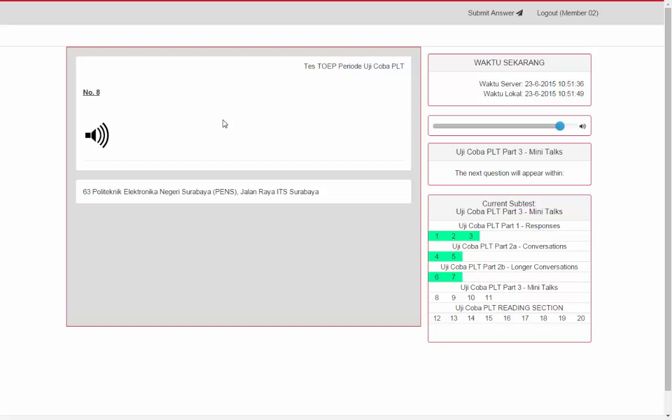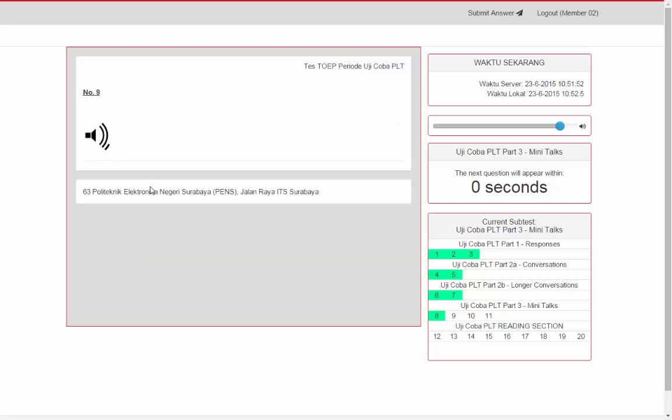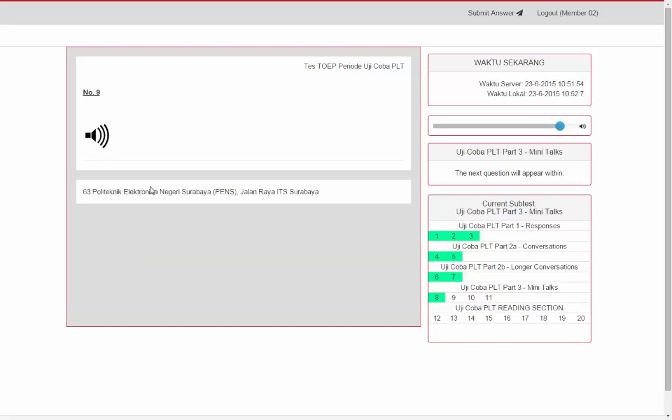Number 8. When was the Great Wall finished? Number 9. How long is the Great Wall?